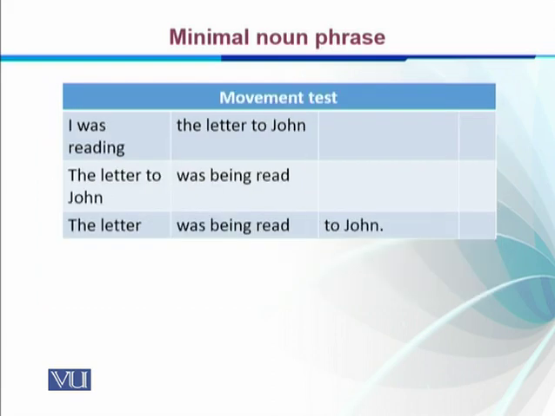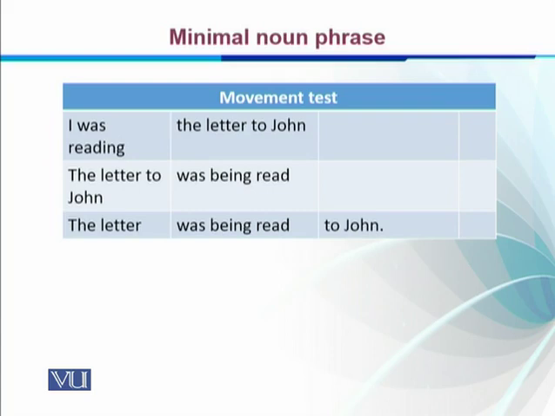Let's apply the second test, the movement test. I was reading the letter to John. So this is one box. The letter to John was read. So we have moved the whole box, letter to John. So it was one box. But the letter was being read to John. So here we can see that the letter is one box and to John is another box. Because of these boxes, there were two types of phrases and two types of meaning of the same sentence.